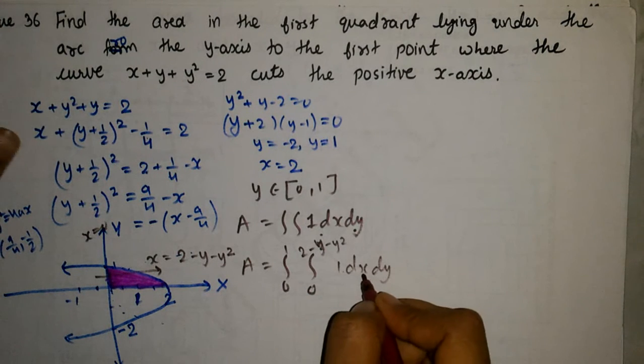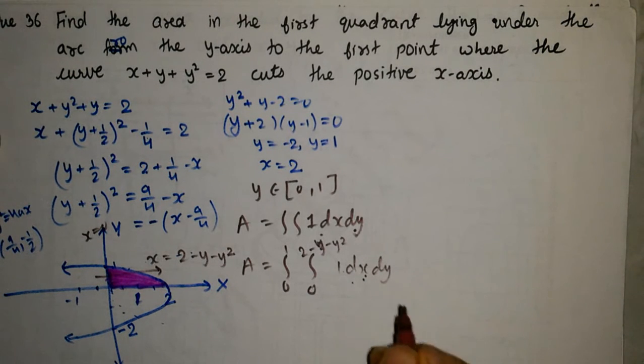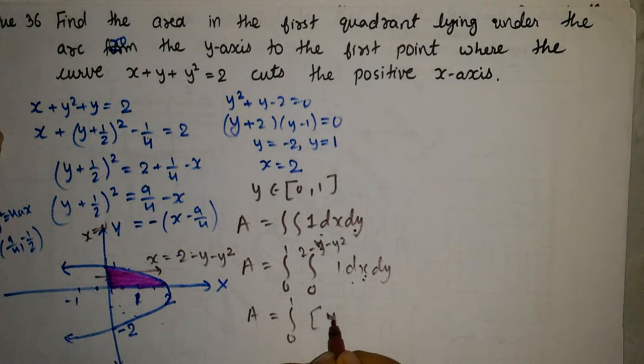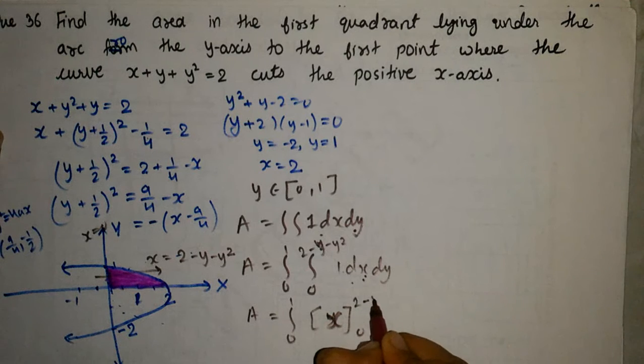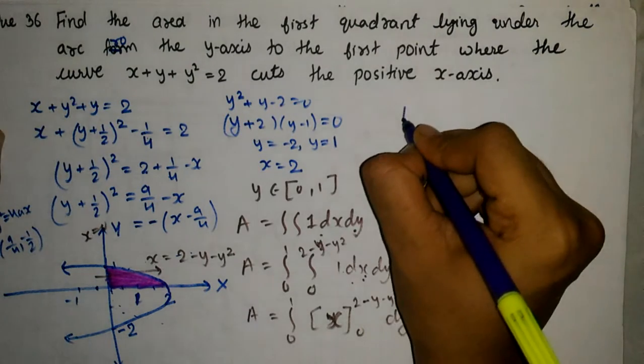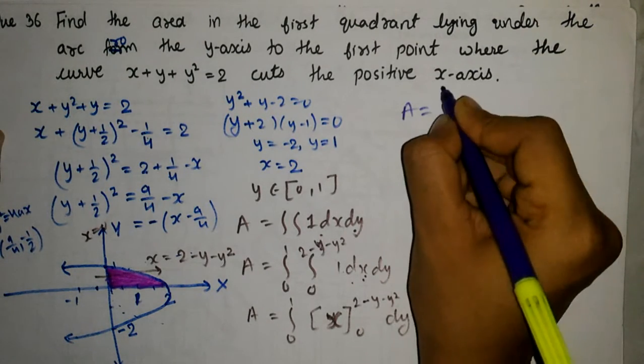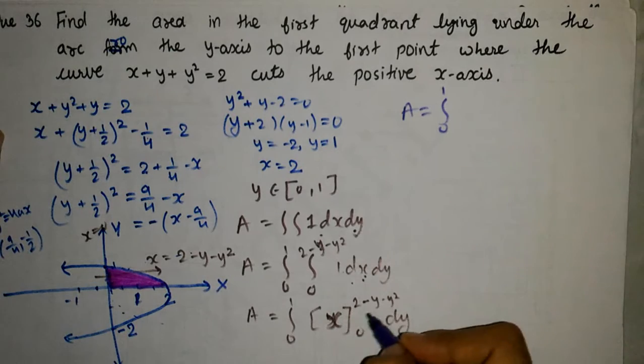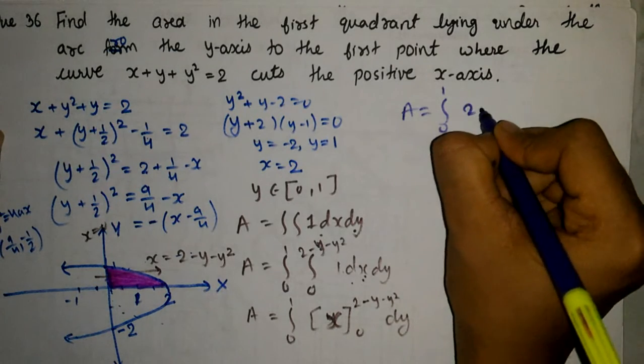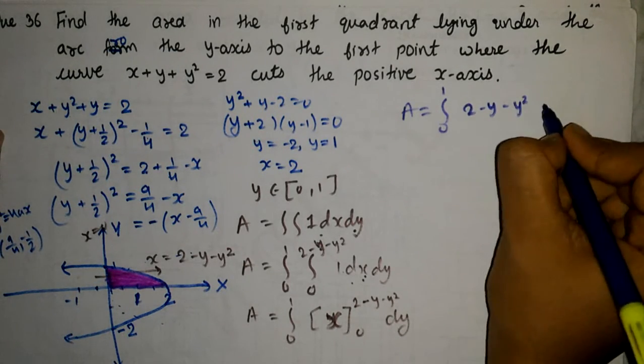Now integrate with respect to x. We get area is equal to the integral from 0 to 1 of x, since the integration of 1 with respect to x is x, with limits from 0 to 2 minus y square, dy. Further solving, we put upper limit minus lower limit, so we get the integral from 0 to 1 of 2 minus y square dy.